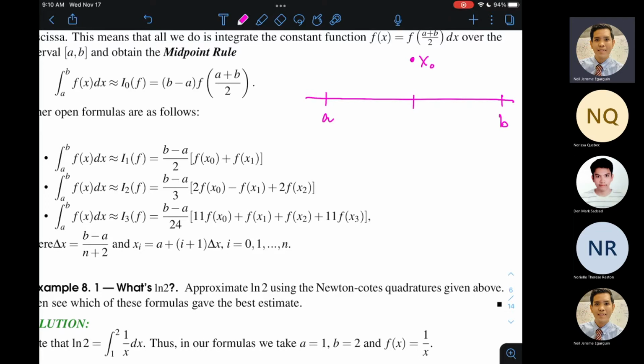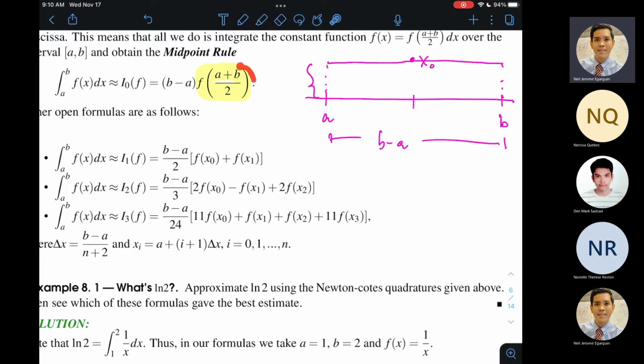And that will give us a degree 0 interpolating polynomial, okay? Which would be a horizontal line passing through f of x sub 0. Pag kinuha natin yung area under the horizontal line, area lang siya ng rectangle, right? It would be the height, which is the function value at x sub 0. Ito siya, function value at the midpoint, times the length of the interval, which is b minus a. And that's this guy. So area lang ng rectangle yung kukunin natin.